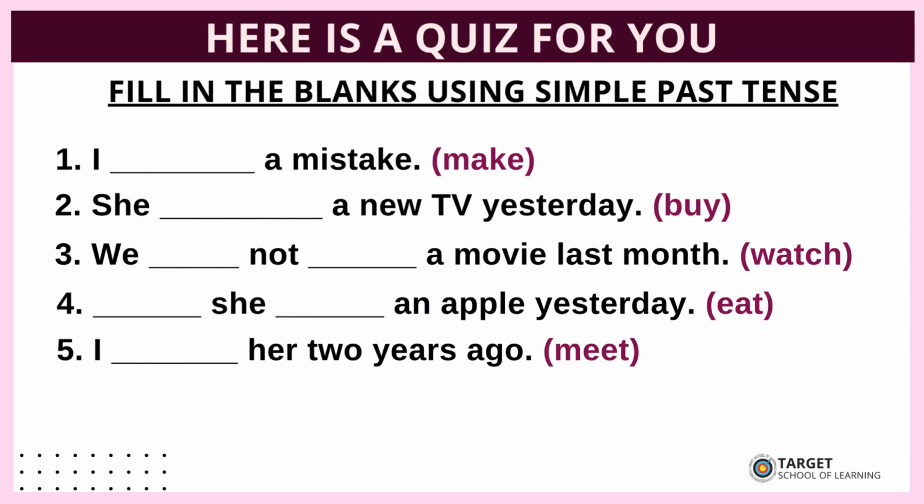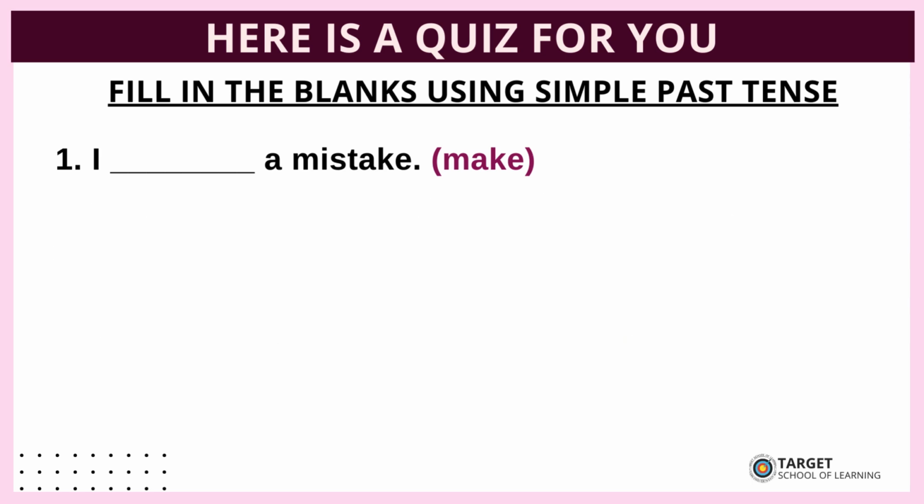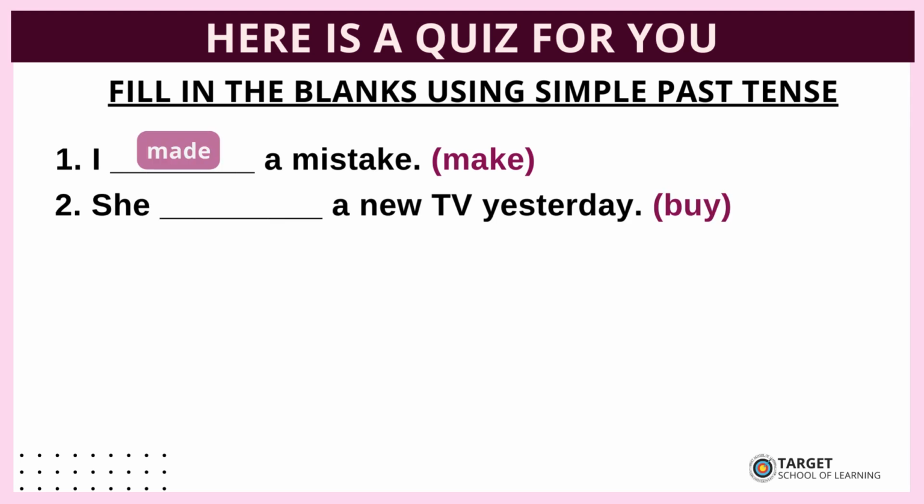Here is a quiz for you. Fill in the blanks using simple past tense. I dash a mistake. The second form of the verb make is made. So the correct answer is I made a mistake. She dash a new TV yesterday. The second form of the verb buy is bought. So the correct answer is she bought a new TV yesterday.